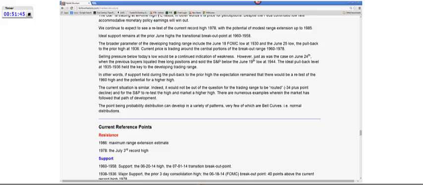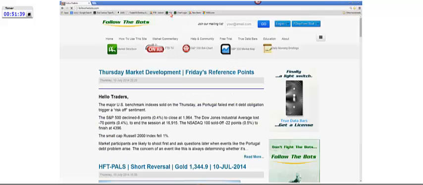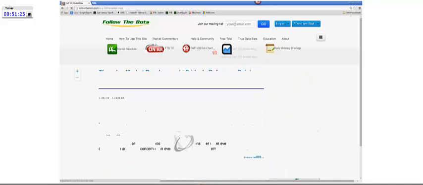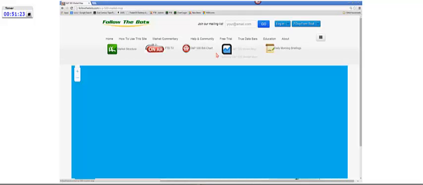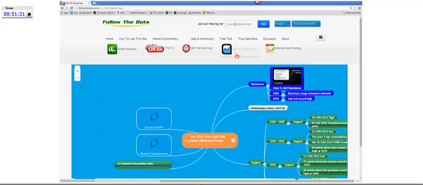I'm going to go back here now to the website, and to make it a little easier to get all the information kind of condensed in one place, we've created what we call the market map. So if you look up here, you'll see the link here for the market map.